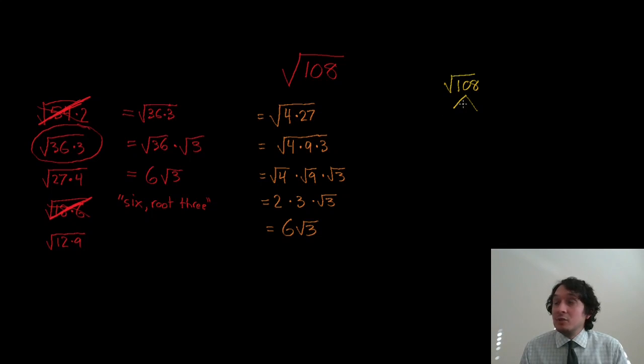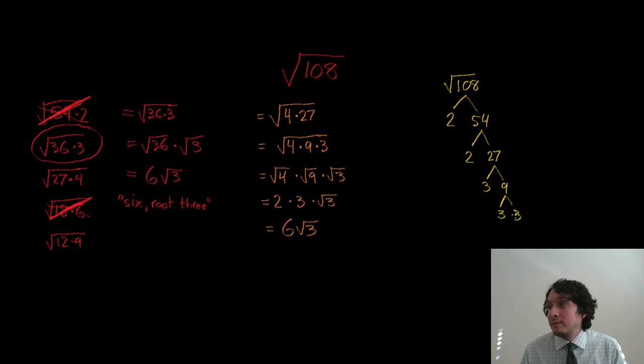And so the way it works is, well, 108, that's divisible by 2, and that's 2 times 54. 54, that's divisible by 2, that's 2 times 27. This is no longer divisible by 2, but it is divisible by 3, and that's 3 times 9. And then 9, that's 3 times 3. So how do we turn this into that answer? Well, let me show you. We have a pair of 2's, and we have a pair of 3's, and then we have a leftover 3.